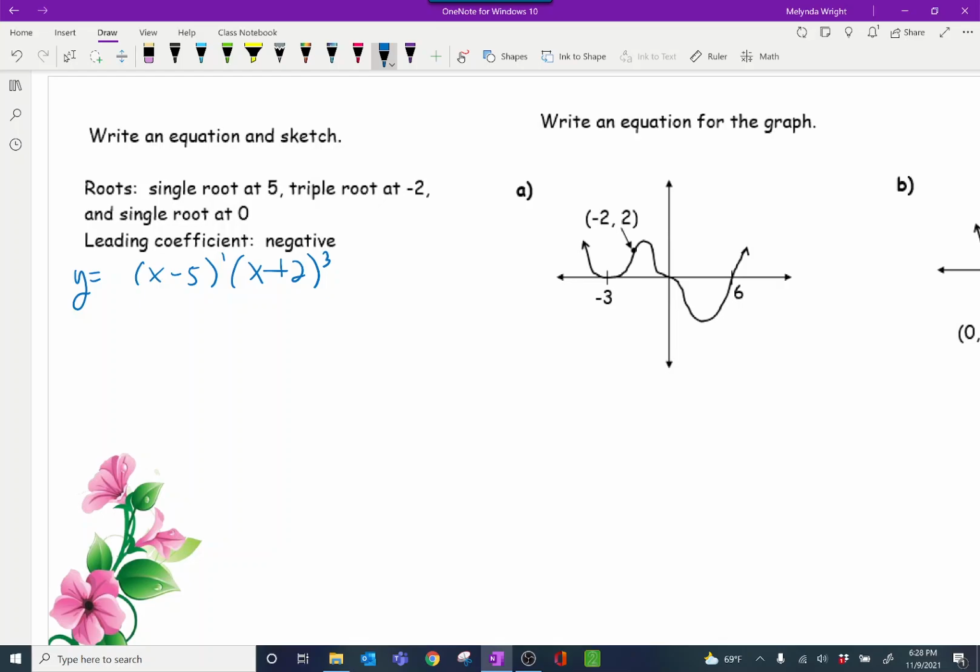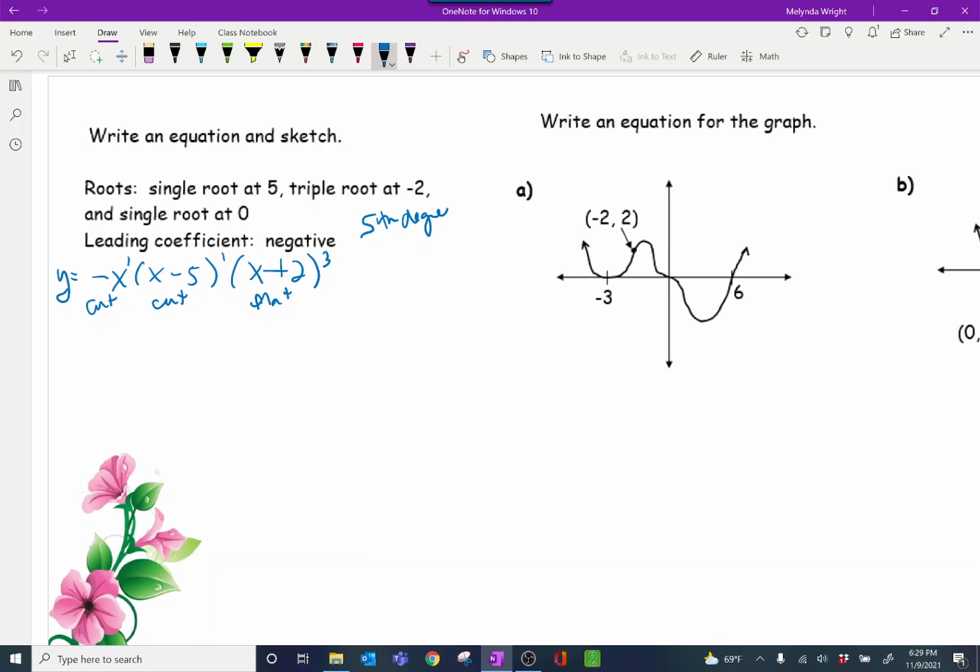All right, so let's investigate what's happening for all of these. This to the first would be a cut through. This would be a cut through. This would be flat. So that's what's going to happen to the polynomial as it travels through the x-axis at those 3 locations. Let's see what else we need to know. We need to know the degree. This is a 5th degree. How did I do that? Well, I just added up those exponents. 3 plus 1 plus 1 gives me 5.